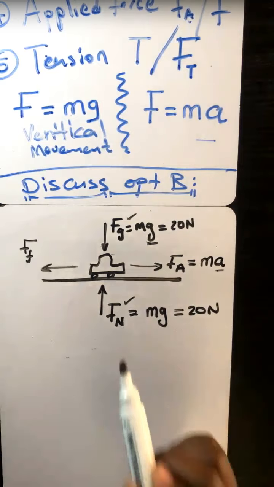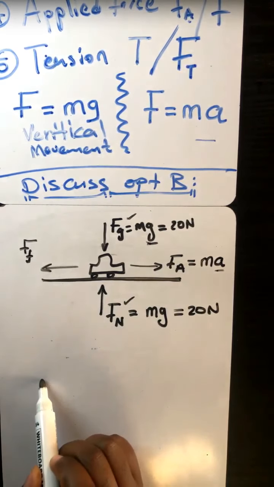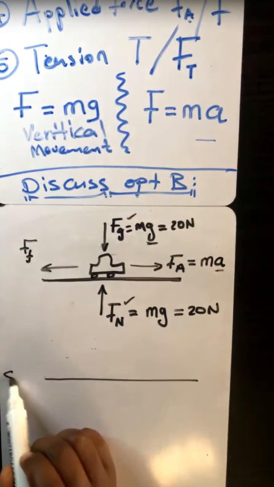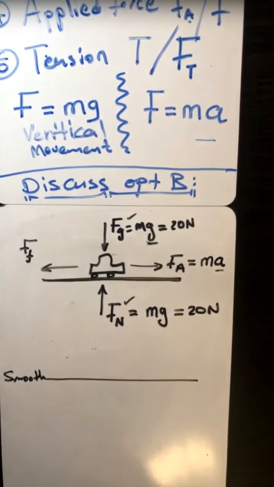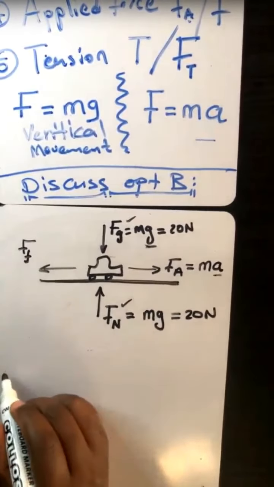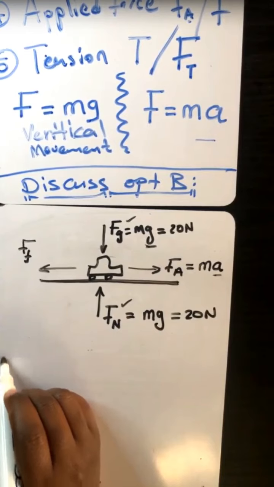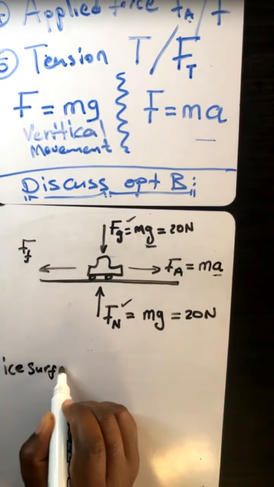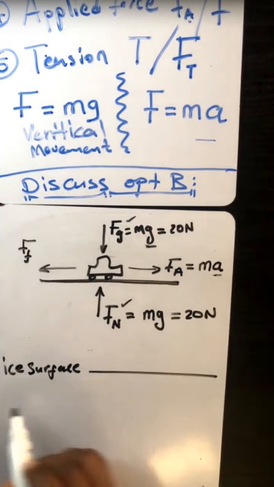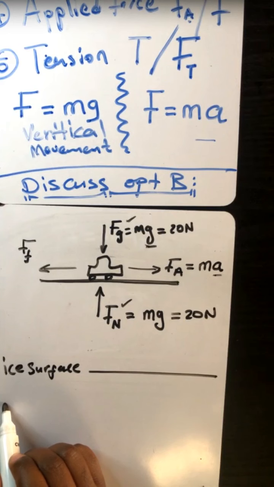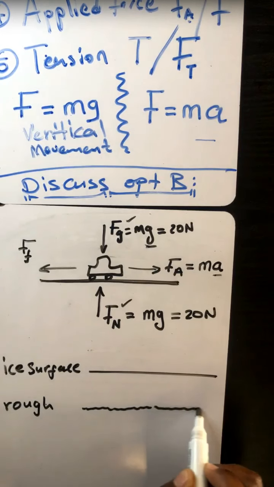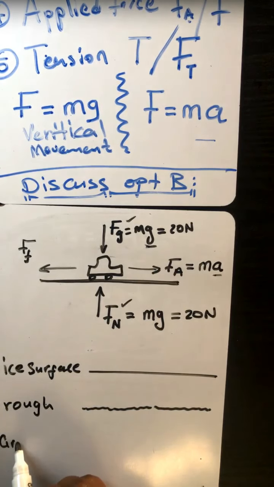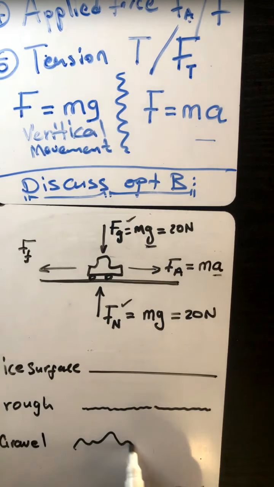So that means, let's say we have a smooth surface. No, let me start with this one, LB, just so that you've got an idea. Let's say we have an ice surface, and then a rough surface, maybe a gravel surface.